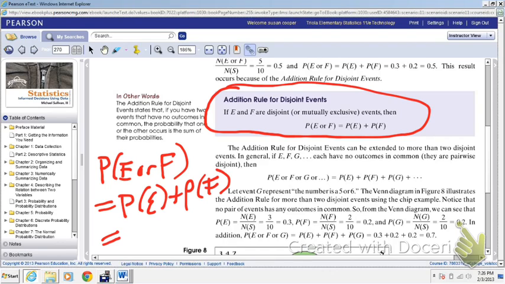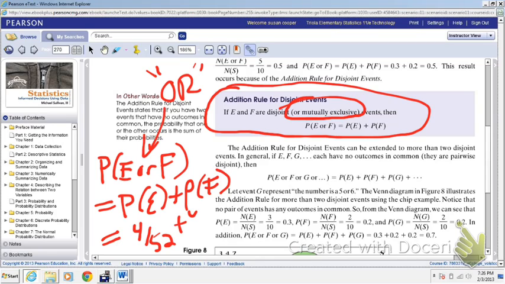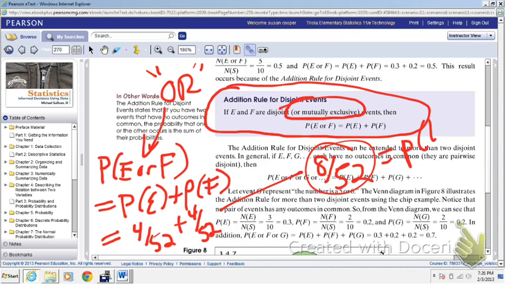So what does that mean? A moment ago we said, what's the probability of getting a king or, be on the lookout for the word or, king or queen? Well, that's mutually exclusive events, so we'll just take the 4 out of 52 plus the 4 out of 52, and we'll get 8 out of 52. So that's the probability of selecting a king or a queen.